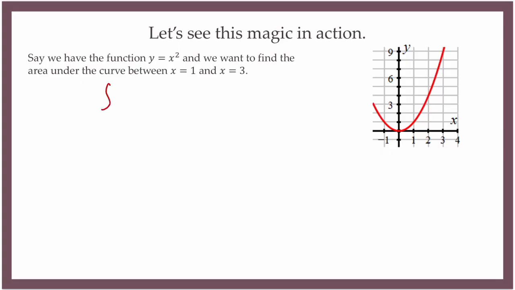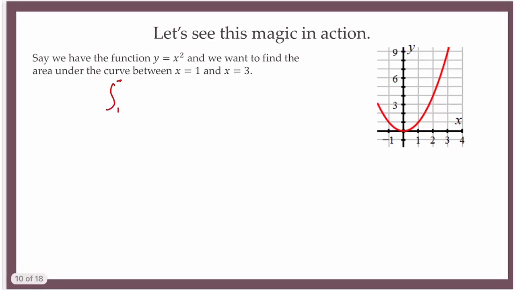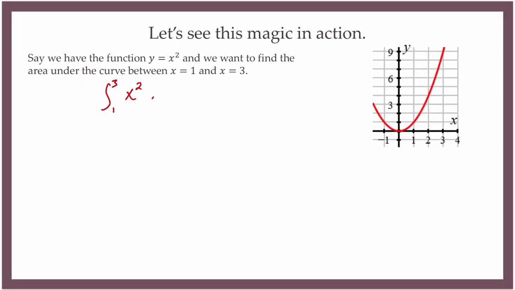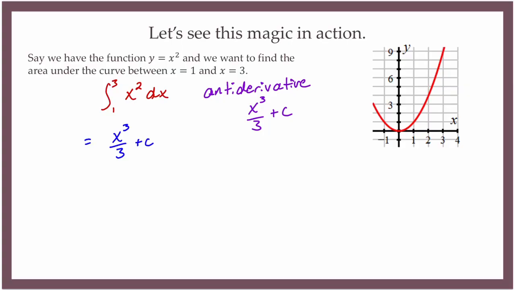So you'll recall that you can write that as the integral from 1 to 3 of x squared dx. You should also recall that the antiderivative is x cubed over 3. Now you don't have to put on the plus c, but I'll do that just to make a point here. So what I'm going to do is write down the antiderivative, x cubed over 3 plus c. Like I said, you're going to see in a second, that's not required.